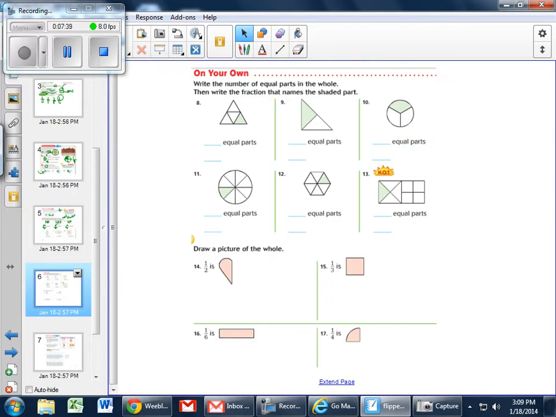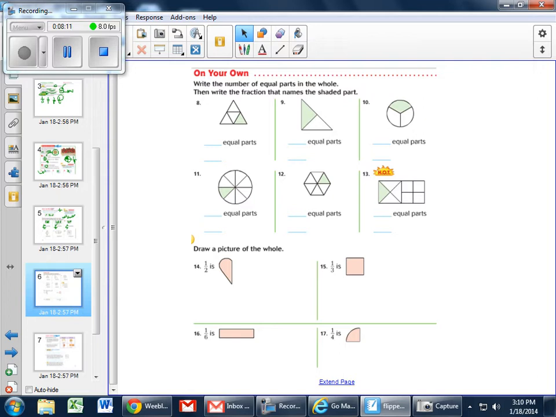Your next page is on your own, page 317. You're going to start by 8 through 13, looking at the equal parts, numbering them, and then you are going to write your fraction. Look at number 13. That one is a hot problem. I want you to look at it. How many pieces do you have? And then how many are colored in?